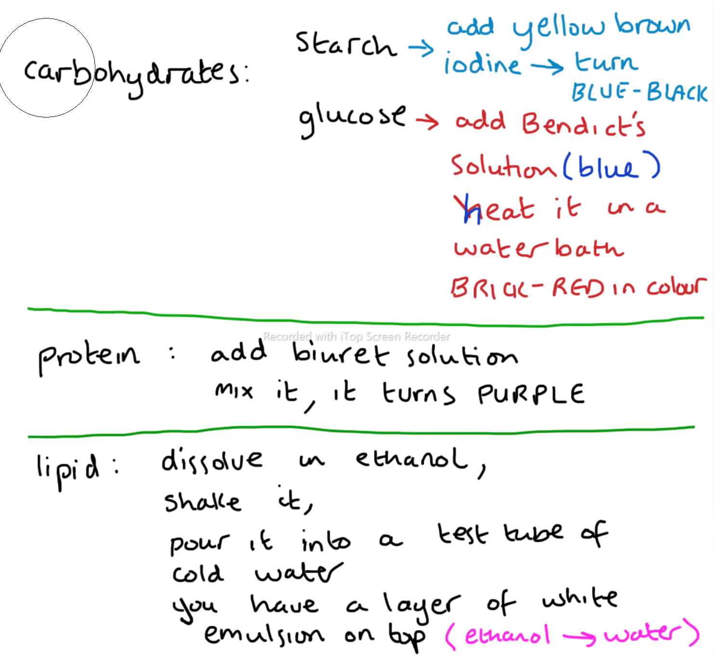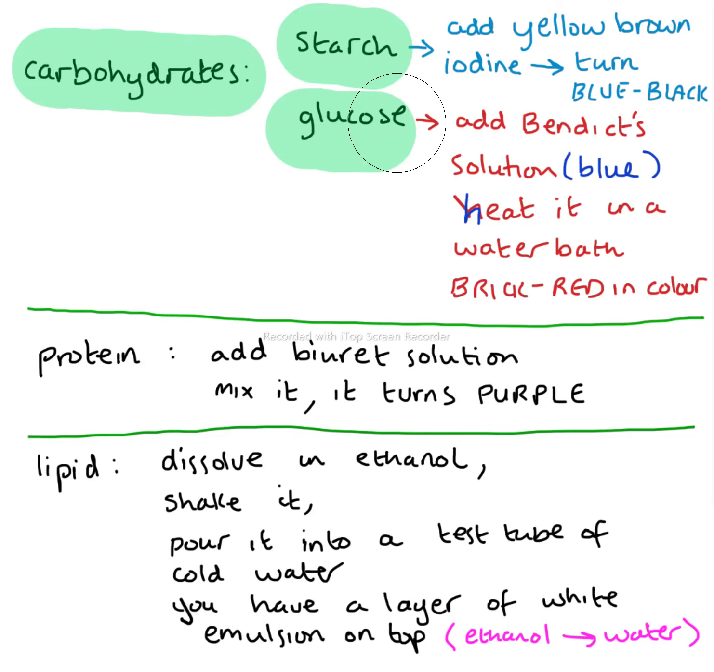Okay, so let's quickly do this. To test for carbs, we've got two tests, starch and glucose. With starch, we're going to add yellow-brown iodine, and if starch is present, it will turn blue-black or black-blue. Right, next one. For glucose, you add something called Benedict's solution. It's a blue color. You heat it in a water bath and it will turn brick red. So glucose will turn brick red. Starch will turn black-blue or blue-black.